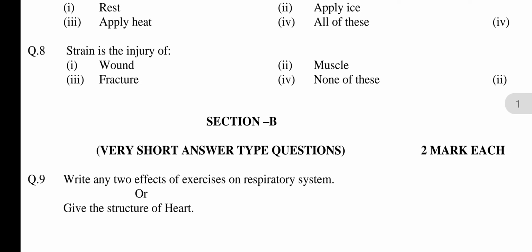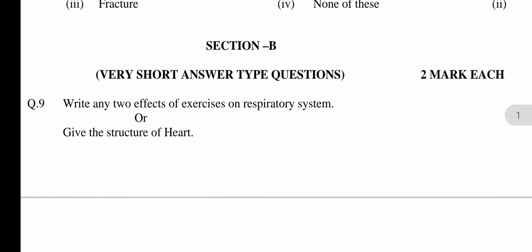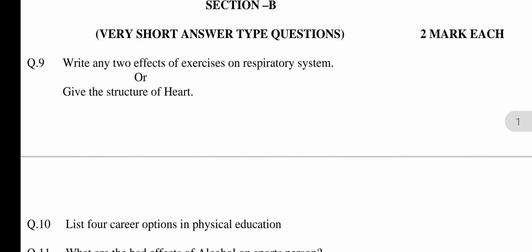Question number 8. Strain is the injury of: option first, bone; second, muscle; third, fracture; fourth, none of these. Answer is option second, muscle. Section B, very short answer type questions. Each question carries 2 marks.